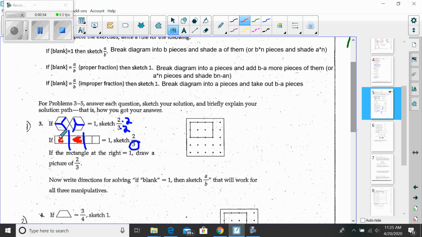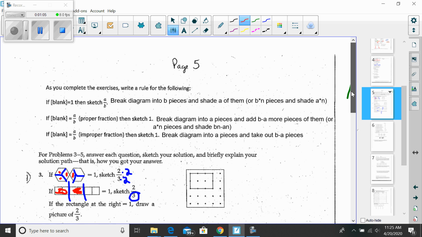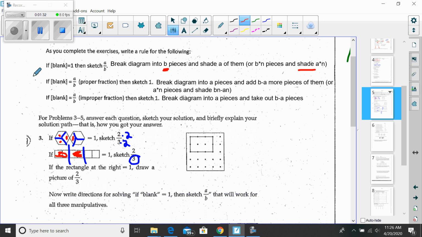All right, so this was probably the easiest case. Or I shade the numerator times that constant number of pieces. When I wrote my rule, I said break the diagram up into b pieces, the denominator, or I had said take the denominator and multiply it. That would be fine. Break it into, in this case, 6 pieces, but then I have to take the numerator and multiply that by the same constant, and that tells me how many of those pieces to shade.